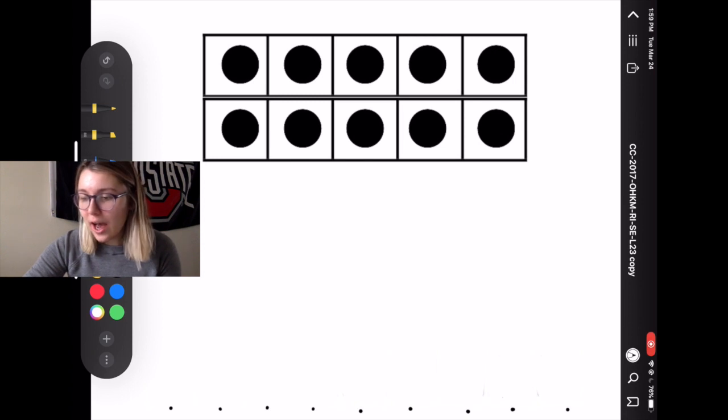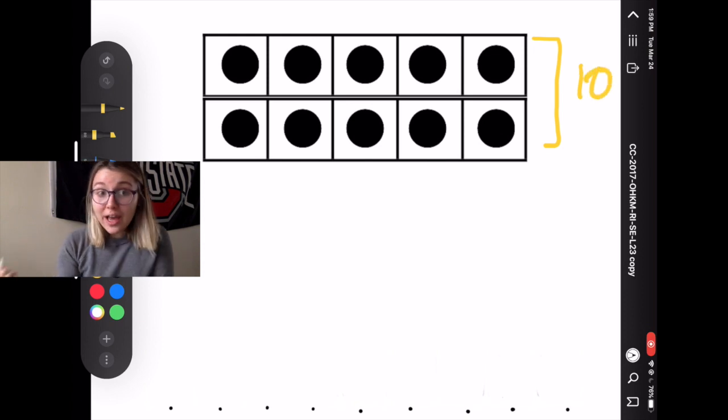So right now I have 10 dots. I know I have 10 dots because it's a 10 frame and it's filled all the way up. We could even count to double check if we wanted to.